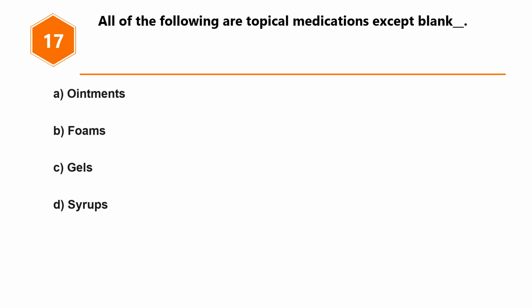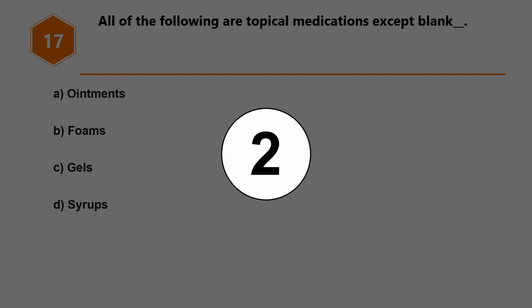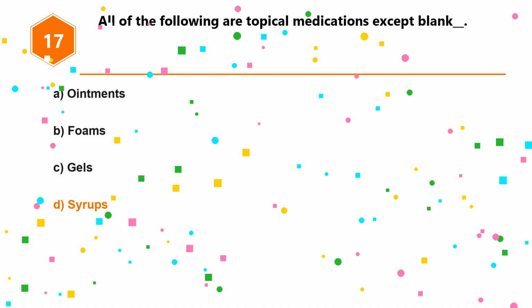Question 17. All of the following are topical medications except blank. Option A. Ointments. Option B. Foams. Option C. Gels. Option D. Syrups. The correct answer is option D, syrups.